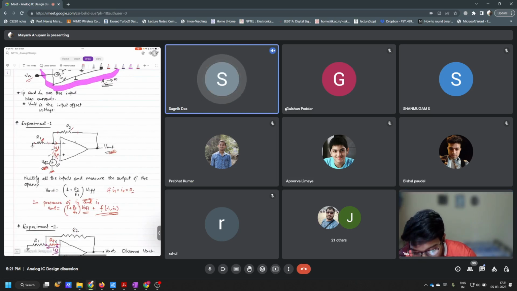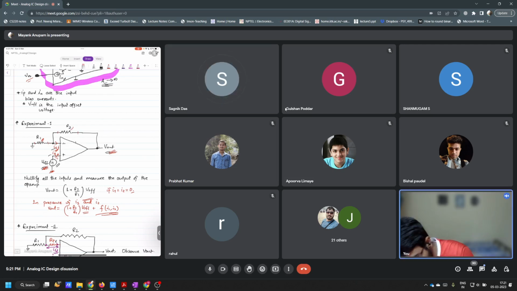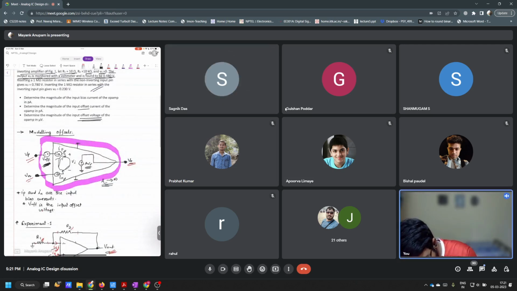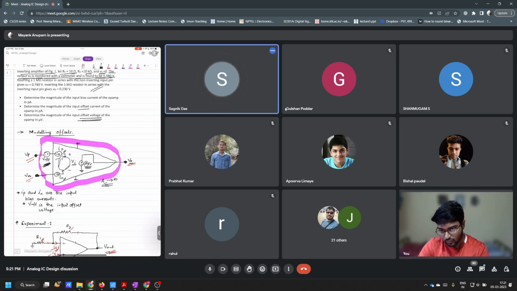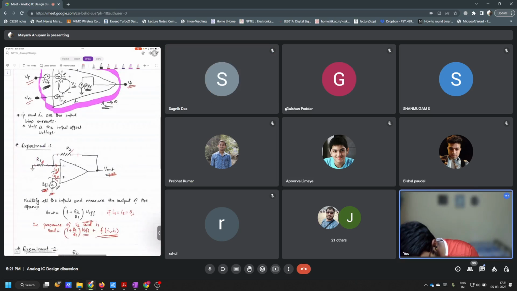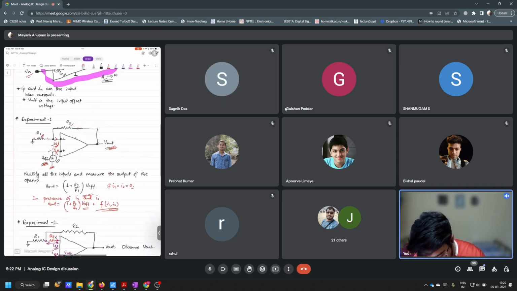Virtual short is indeed valid. If the gain A is infinity here, Vi has to be equal to 0. It cannot be a finite value. So whatever voltage you have at this terminal, the same voltage you will have at the other terminal. Let me write the first equation so that you get an idea.